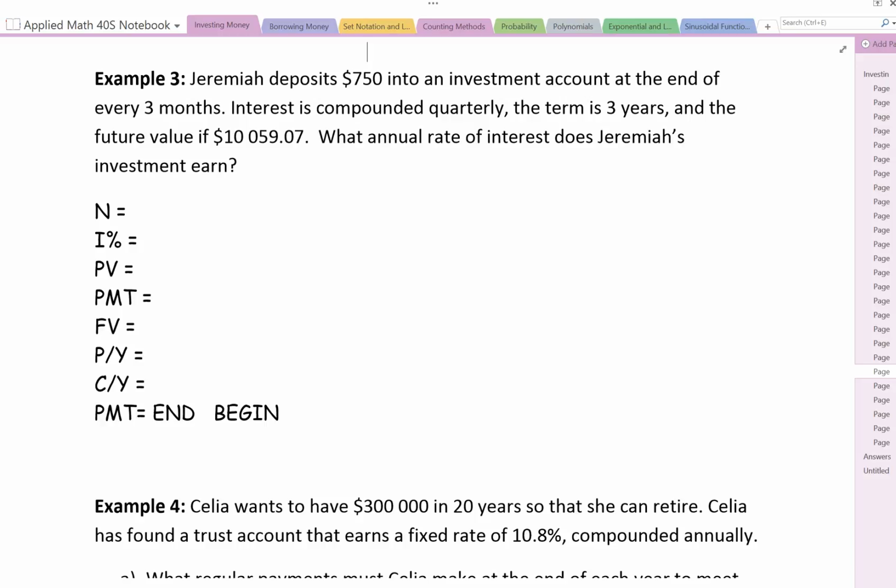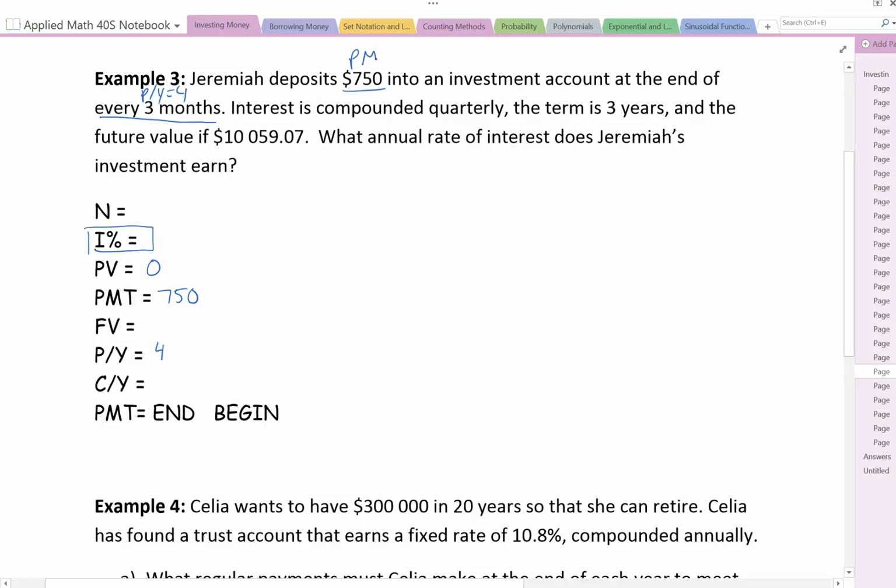So everything that we've done up to now, you have enough tools to figure this out, except now we're figuring out what I is. So how can we figure out the rest of the information that goes into the TVM solver? Well, because we're making regular payments, we've got PMT is $750 and no other money is being invested. Our payments are made at the end of every 3 months, meaning we're making quarterly payments 4 times in a year. Right? Every 3 months means P/Y is 4.